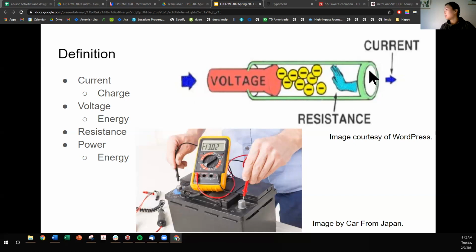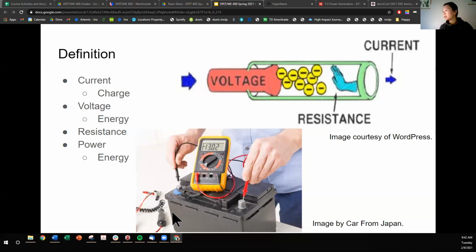I have a diagram showing kind of an intuitive depiction of the three variables. So there's voltage, which is like the pusher. It's what kind of motivates the charge to move. Resistance is across the material and it prevents charge from moving to varying degrees, whether the material is a conductor or an insulator. And then current is just that movement of charge.